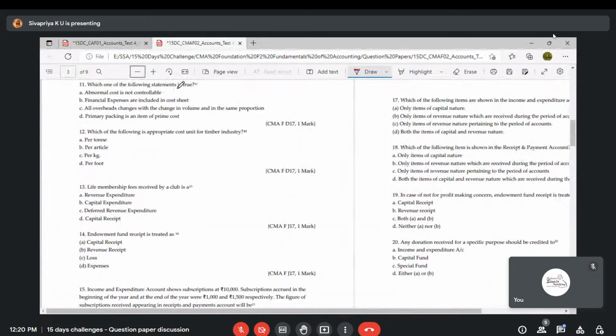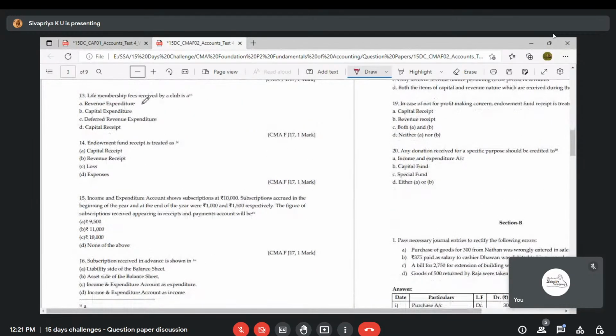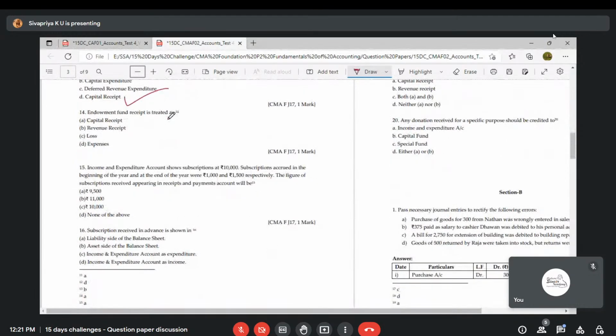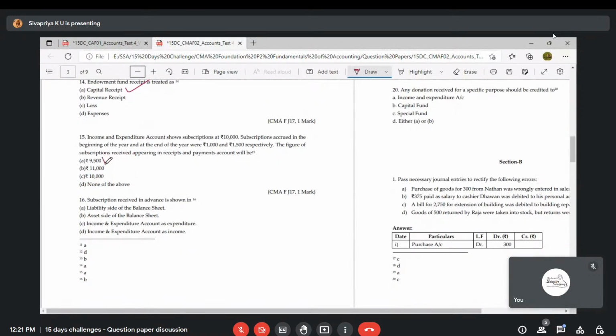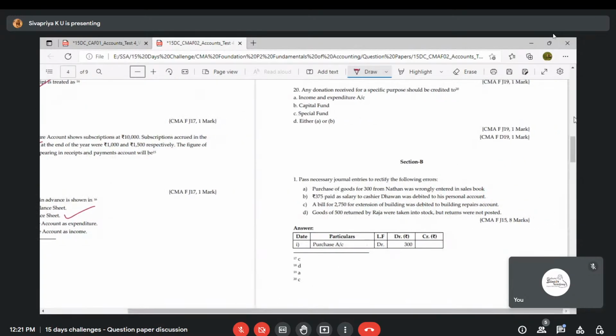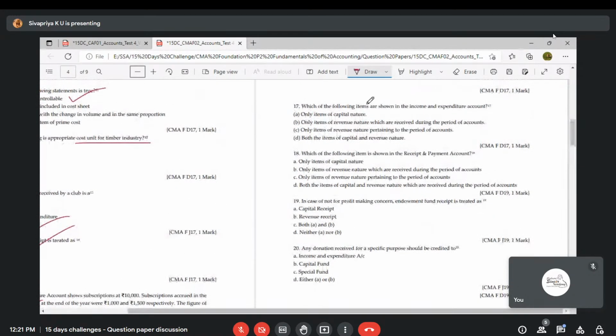Which of the following is true? Abnormal cost is not controllable. Which of the following is appropriate cost unit for timber industry? Per foot. Life membership receipt is a capital receipt. Endowment fund receipt is treated as a capital receipt. Income and expenditure account. Question number 15. Answer is A. 9,500. Subscription received in advance is shown on the asset side. Which of the following are shown in the income and expenditure? Answer is C.